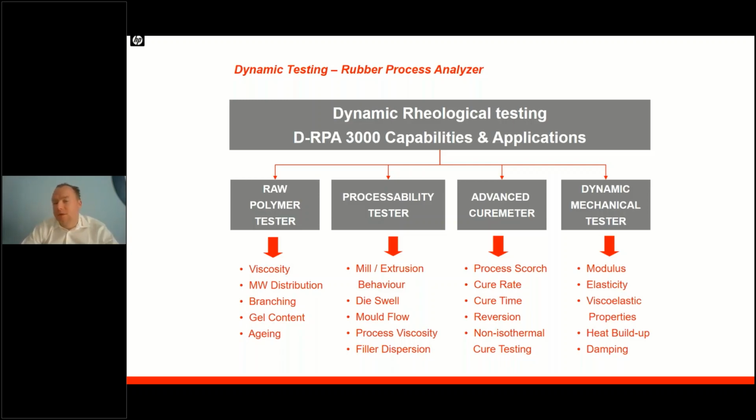And the last and largest application group is to utilize dynamic rubber process analyzers as dynamic mechanical analyzers, dynamic mechanical testers, or dynamic thermal testers to assess after-cure modulus properties, elasticity, viscoelastic properties, or correlate to final product properties such as heat buildup or damping, especially interesting for the tire industry.